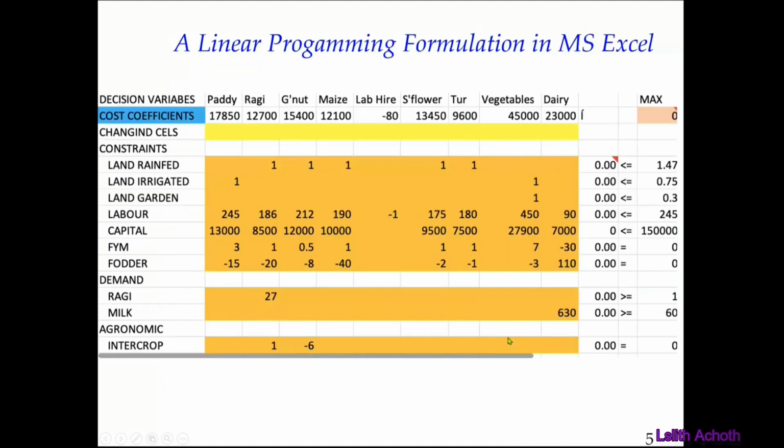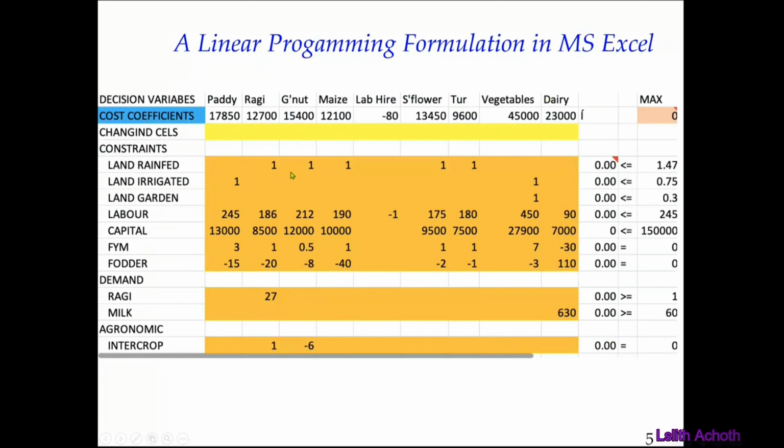So, let me show you an example. This is a typical farming example. You have decision variables. It can be just anything. It can be stocks. It can be products in industry and things like that. So this, in my case, ragi, paddy, ragi, groundnut up to dairy. The cost coefficients give me the profit per acre, 17,850, 12,750, so on and so forth, 23,000 from dairy.